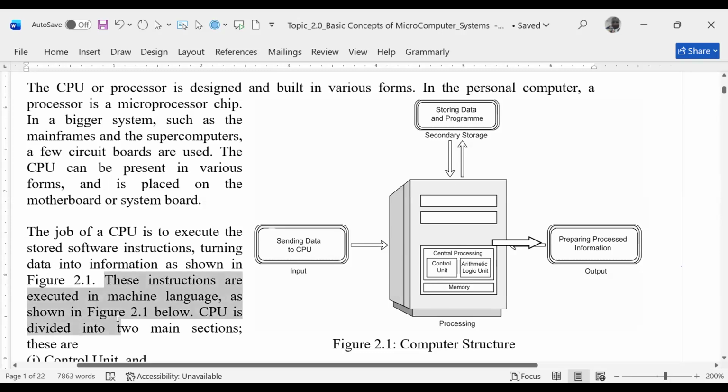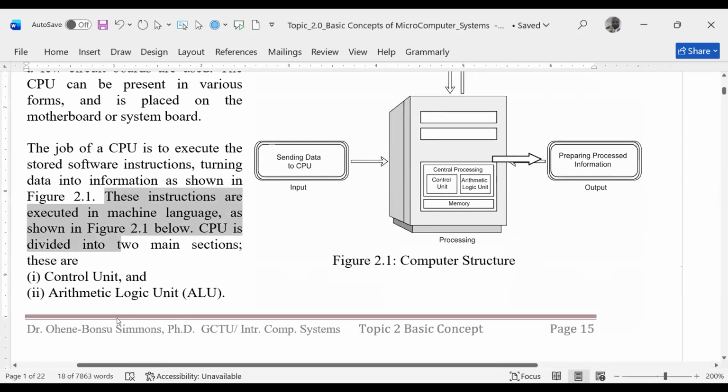These instructions are executed in the machine language. The machine language is zeros and ones, and these instructions on the computer system are always converted into this before they appear in a meaningful form for you. The CPU, as I said, has two main components.